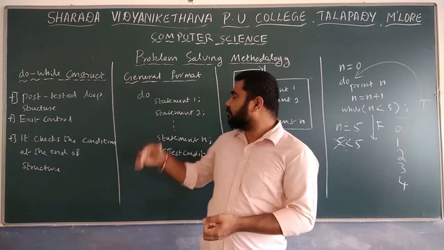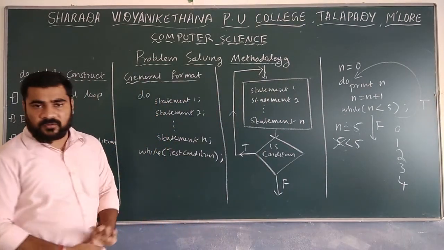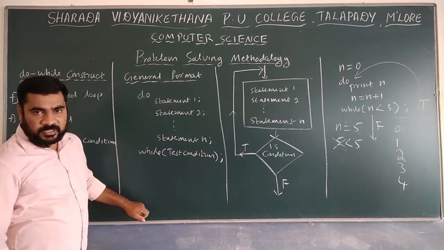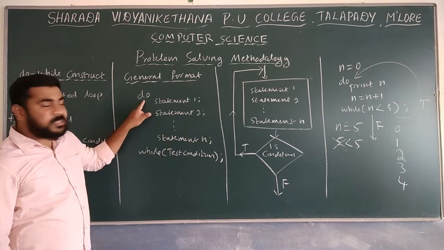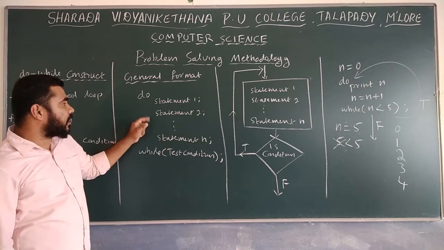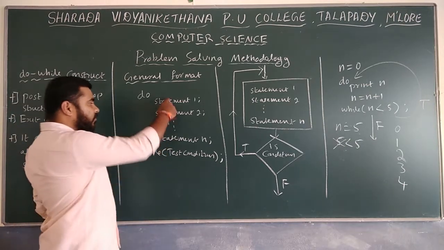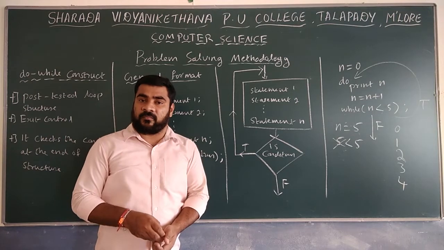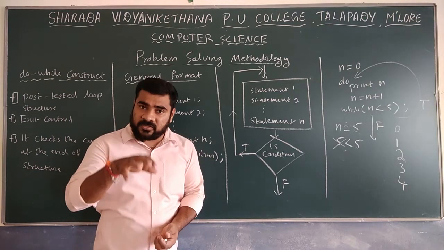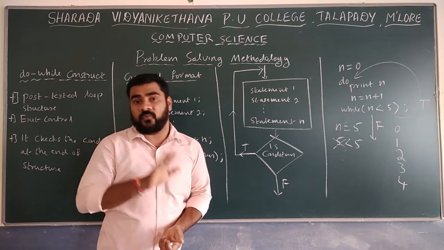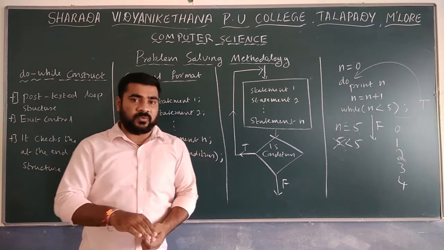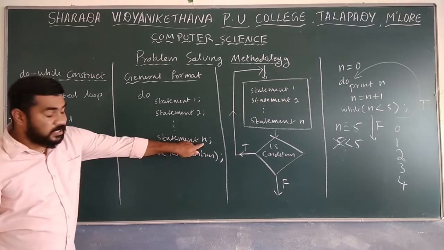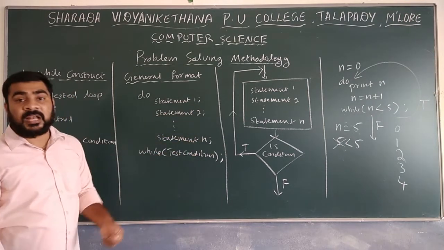So here we discussed how to write the general format. Here, first, do is a keyword, and that keyword is required. Do means start from here. First the statements are executed: statement 1, statement 2, like that. You can't say how many statements you can write inside the do while. That is based on the program, or on the programmer, that is based on you. You are writing the program, so you can write any number of statements. That's why I wrote statement 1 to statement N here.